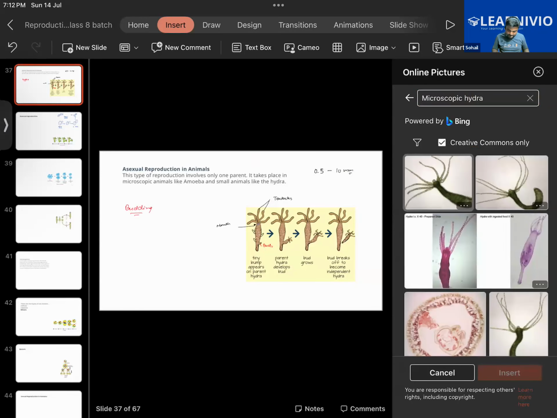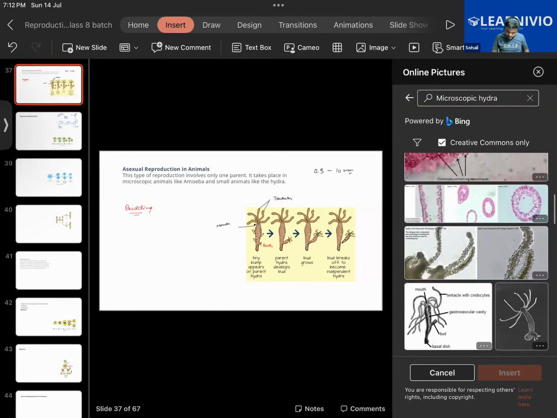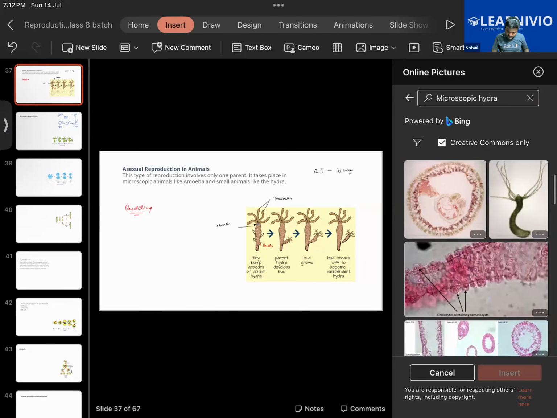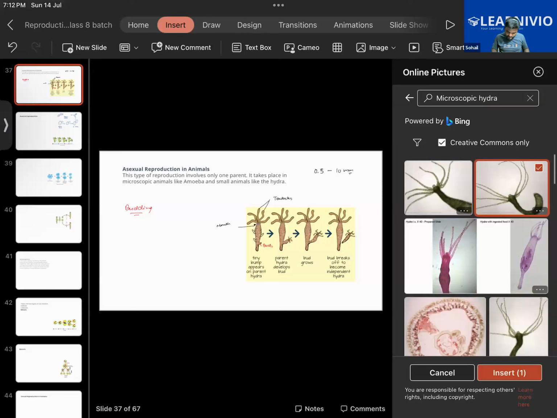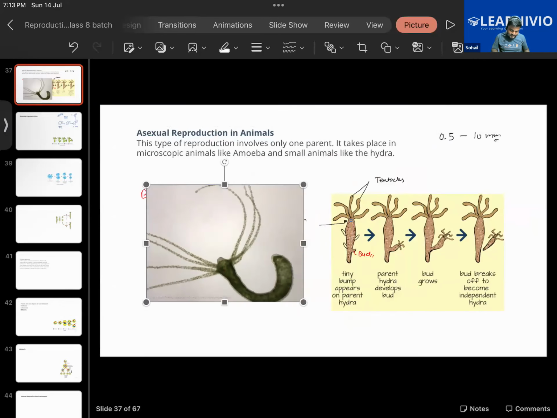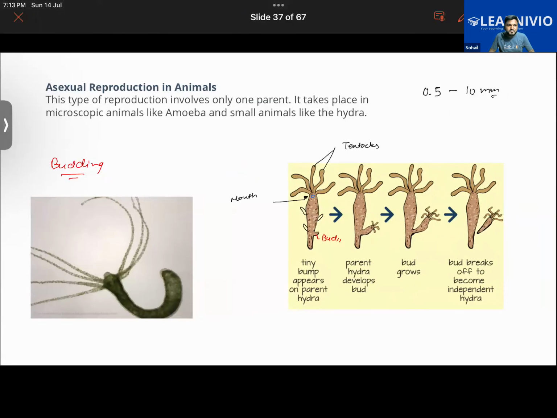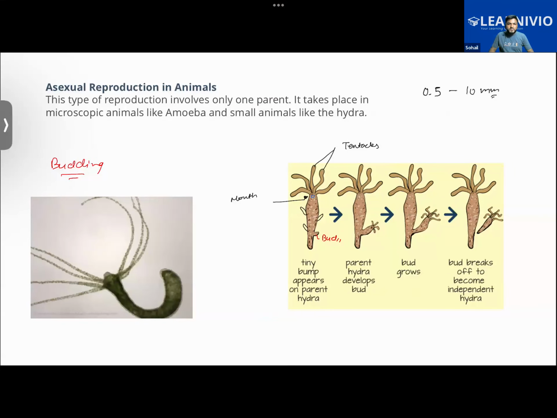Hydra. Yeah, this one over here. See this structure? Look at this one over here. This is a hydra. Getting it? So this is how an actual hydra looks. They would be reproducing asexually by the process of budding. So hope that is clear.